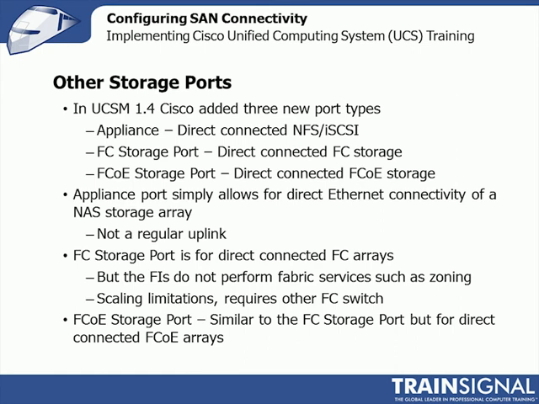You're going to right click on that port on the left of the slider or anywhere on any of the 10 gig ports on a 6100 and choose appliance port. And then you're going to direct connect your NFS or iSCSI appliance into that. Fibre Channel storage port or direct connected FC storage. Again, there's no zoning in that. There's some caveats there that we talked about, but you can direct connect. And then the last one is a newer type of port for Fibre Channel over Ethernet.